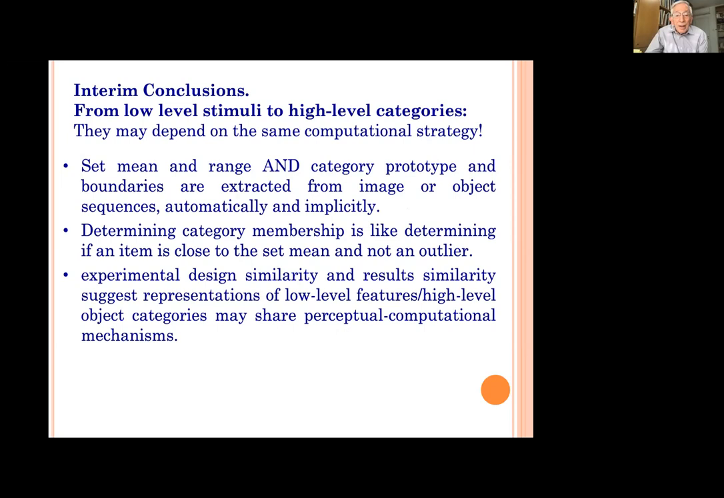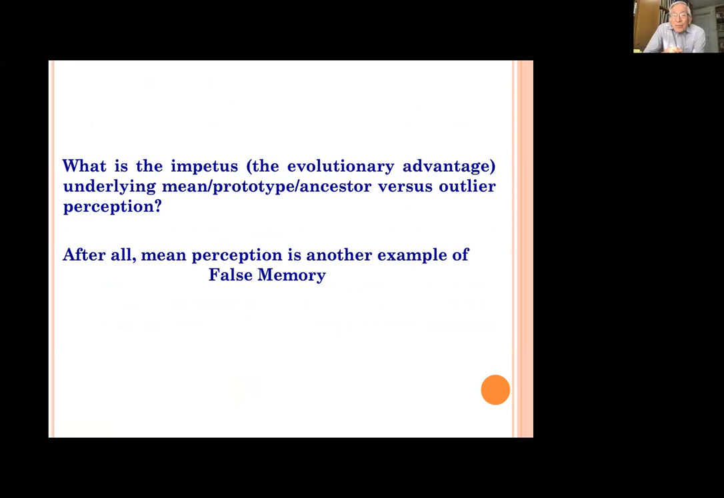Okay. What is, I now ask, the impetus? What's the evolutionary advantage underlying mean, prototype, ancestor versus outlier perception? After all, mean perception is another example of false memory. Just like contraction to the mean is false, just like remembering that a lure word was in that list when it's not really in the list, just trying to remember that shapes that we see, we think we saw the prototype, or when we see categories, we think we saw the prototype. That's all false memory.